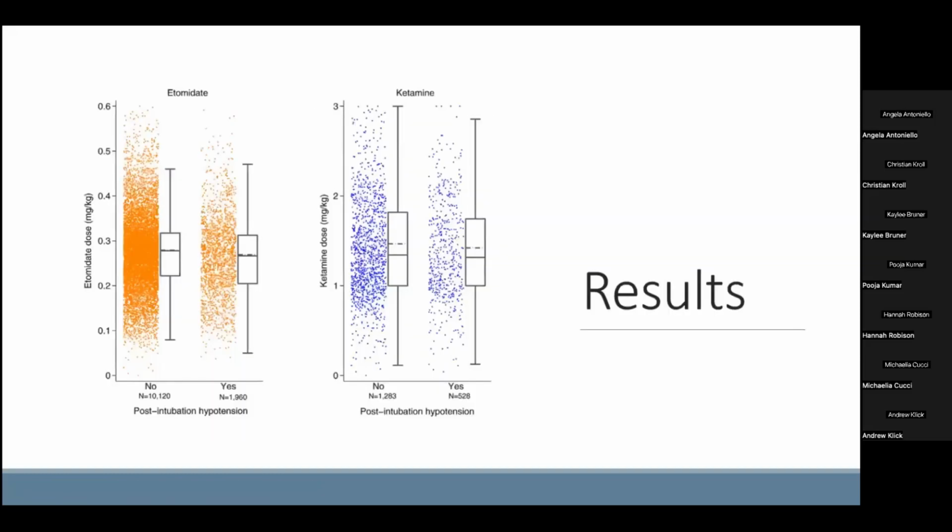This is something that's really nicely graphically depicted here. So on the y-axis, the vertical axis here, we're looking at different doses of the drugs.